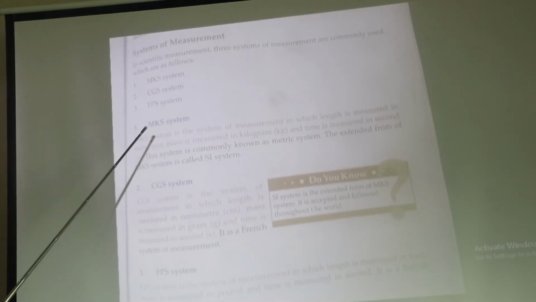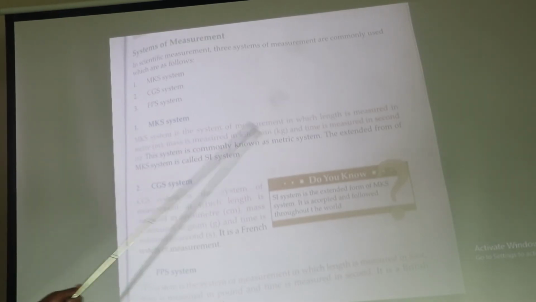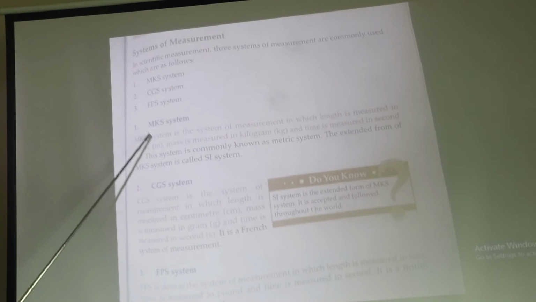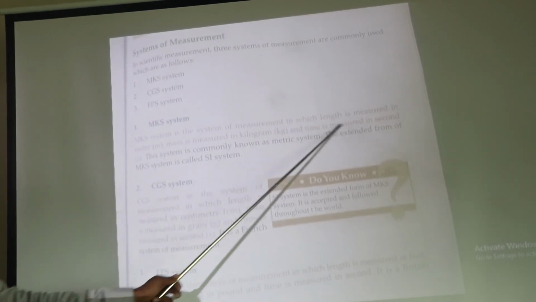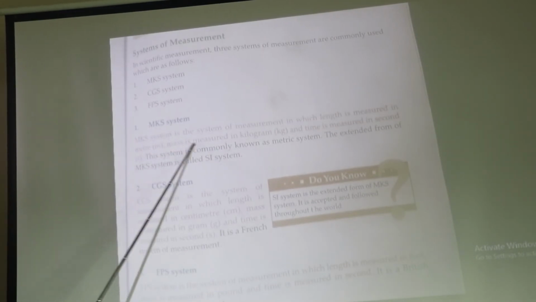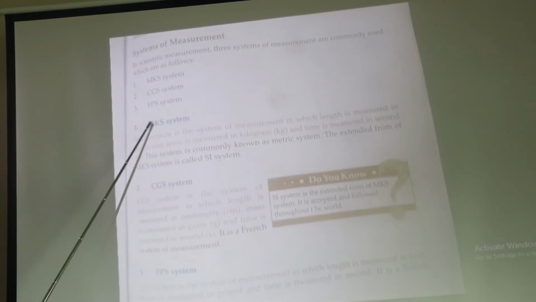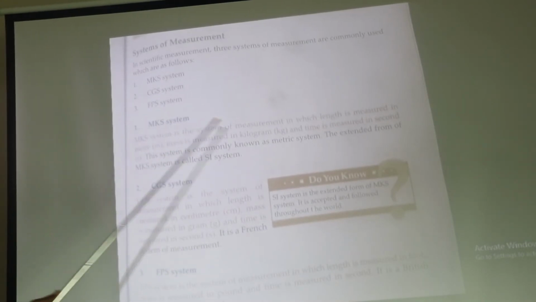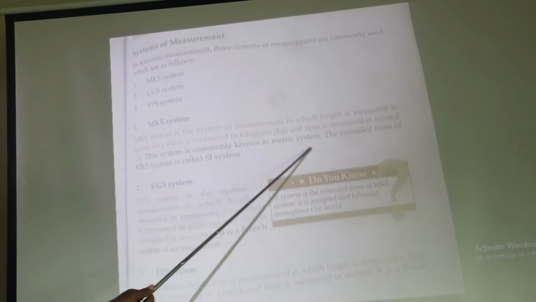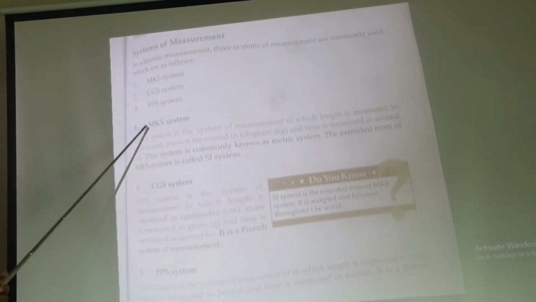Once more I am going to say, MKS system is a system in which length is measured in meter. The capital M denotes the meter, so length is measured in meter, K denotes the kilogram, so mass is measured in kilogram, and the capital S denotes the second, so time is measured in second. This MKS system is commonly known as the metric system.